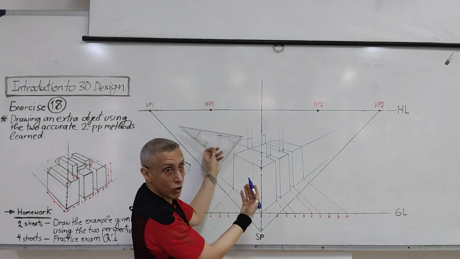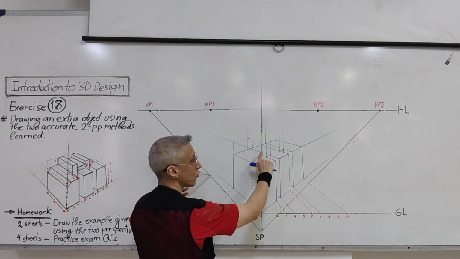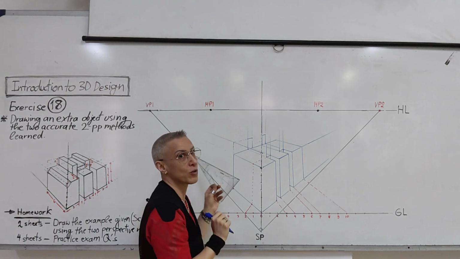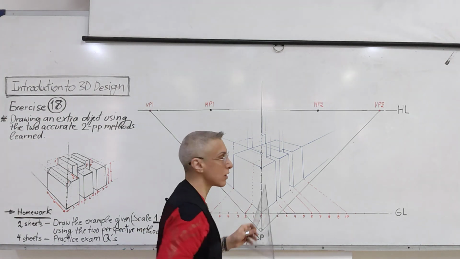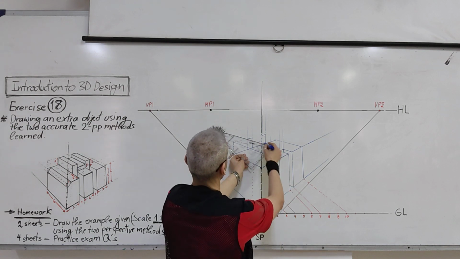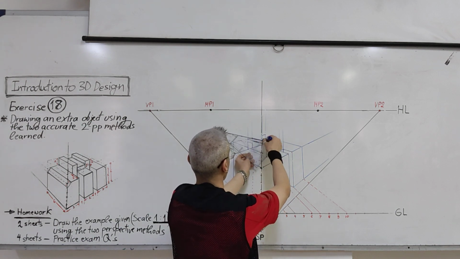We could have done it the opposite way. If from here we found the location of this height, this 2 centimeter, then first we would have this, then we would draw this. So there is more than one direction and method you can use. So from here to here, from this point to this point.